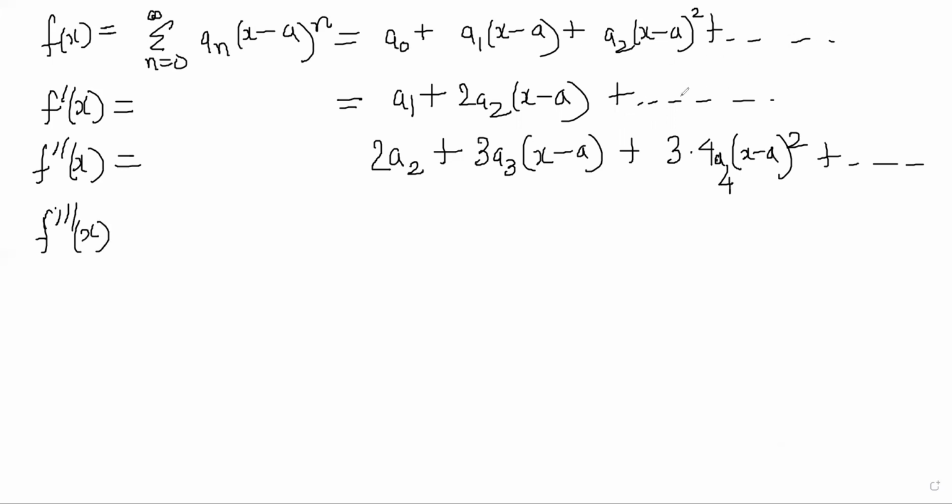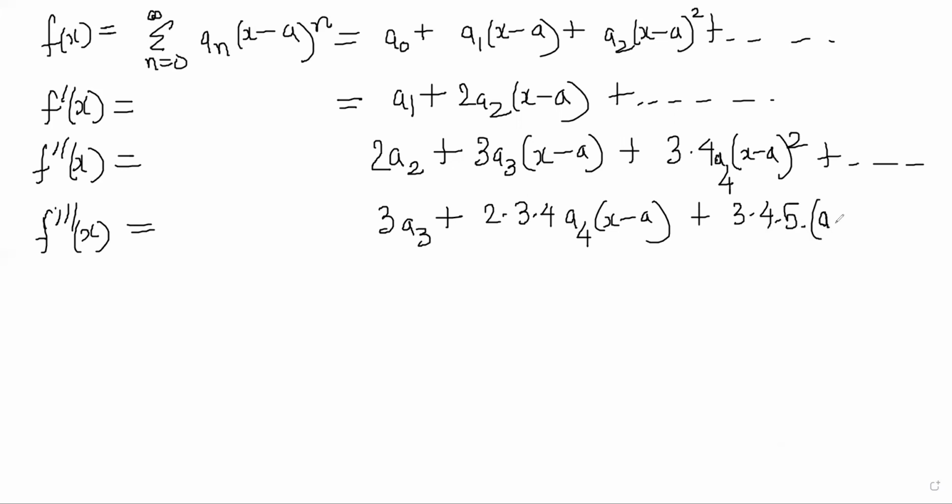I'm not writing all the terms here, but you can check and confirm that this is correct. This will be 3a3 plus 3 into 4 into 2. So 2 into 3 into 4, a4 x minus a plus 3 into 4 into 5 x a5 x minus a whole square and so on, right? I'm just differentiating and checking, writing all the terms properly.